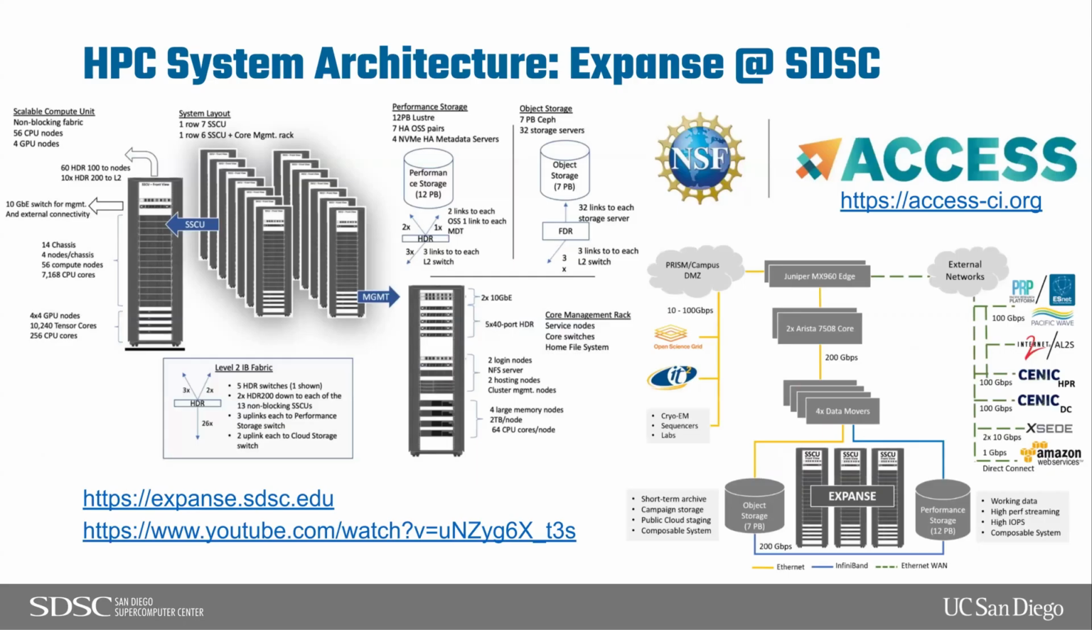So we have an HPC node. An HPC system is made up of a bunch of those nodes. Those nodes are usually organized into what we call racks. And so you can see this is the overall system architecture of Expanse at SDSC. This is our main production supercomputer right now, part of the ACCESS program funded by the NSF.